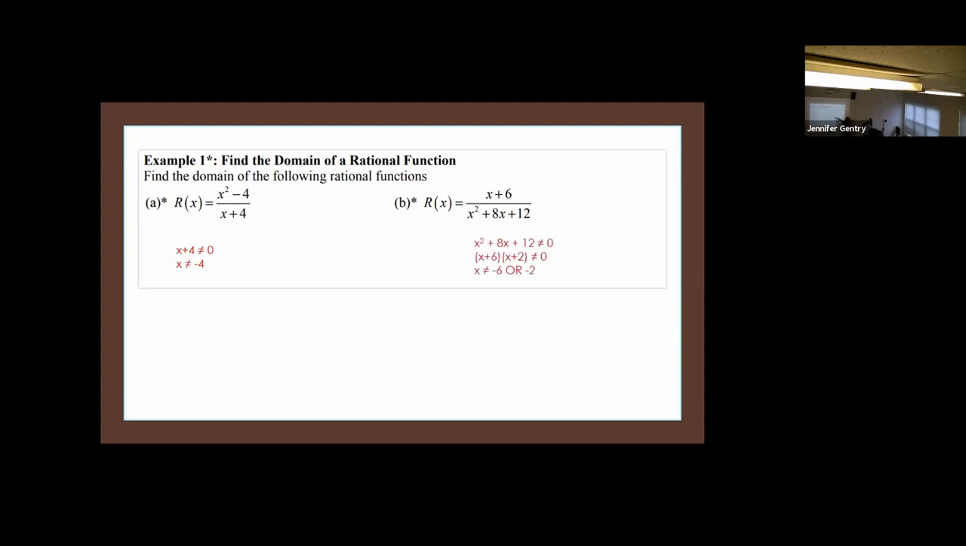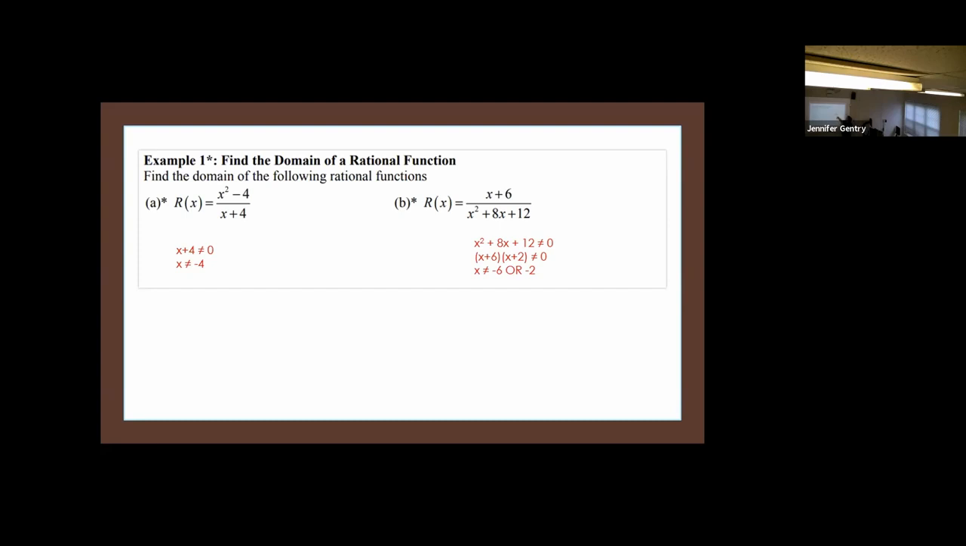If I come over here, I'm going to do the exact same thing. I'm going to take that denominator, set it equal to 0, and that's where I cannot be, okay? Same reason that we just did. X plus 4 cannot equal 0. X cannot equal -4. Over here, I take my x squared plus 8x plus 12. It cannot equal 0. Again, you can't have a 0 in the denominator, right?